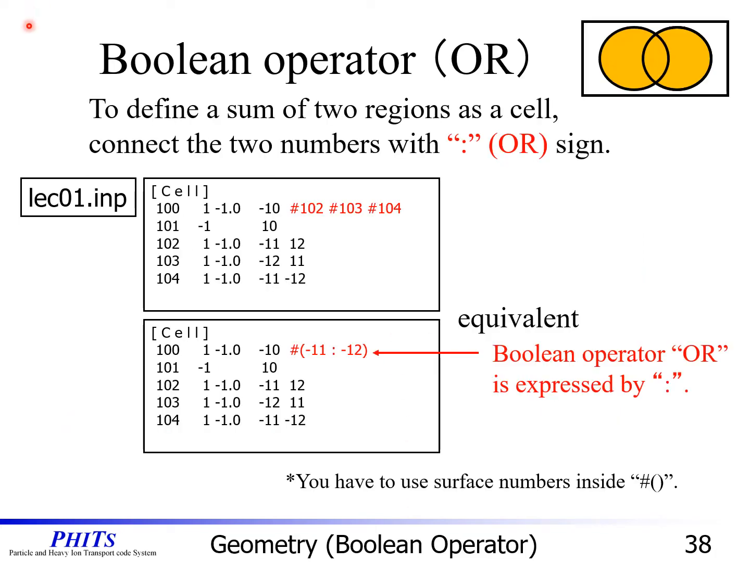Here is shown the Boolean operator OR. To define a sum of two regions as a cell, connect the two numbers with signs by a colon. It means OR. It is an example of excluding a cell by using a colon. These expressions give the same result. It should be mentioned that you have to use surface numbers inside round brackets after the hash mark.